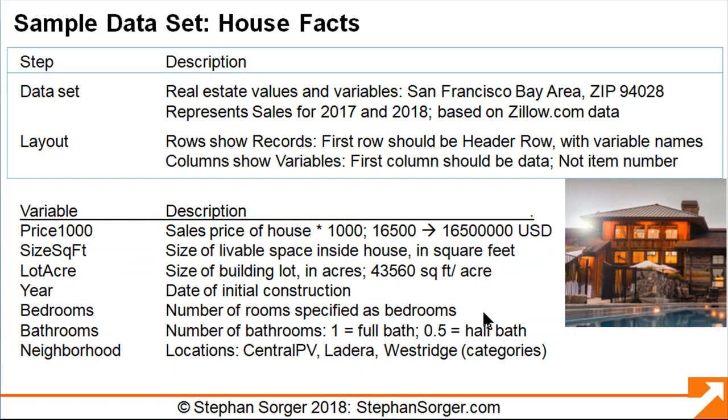In this slide, we define the variables. The variables in the dataset include price 1,000, which is the sales price of the house times $1,000, size square foot, the size of the house in square feet, lot acre, the size of the building lot in acres, year, the date of construction, bedrooms, the number of bedrooms, and bathrooms, the number of bathrooms. We also include a categorical variable called neighborhood.